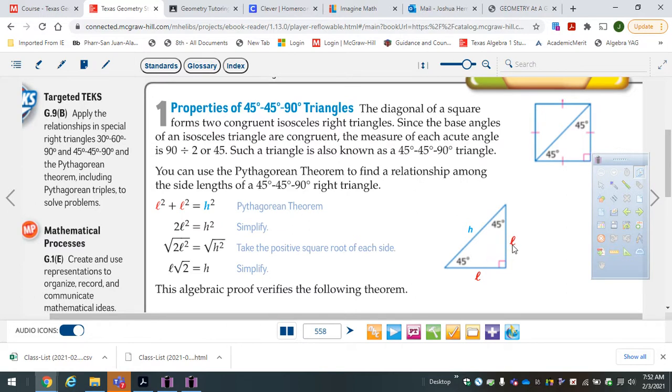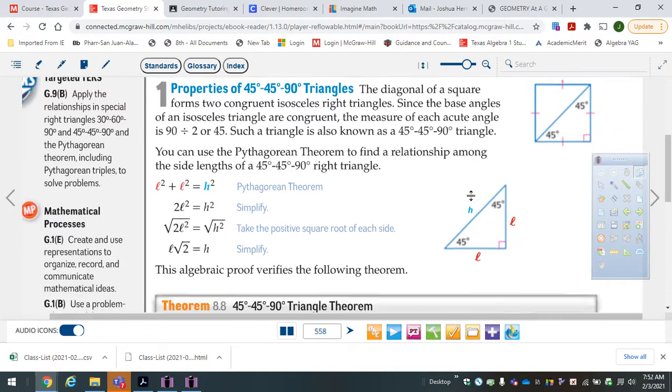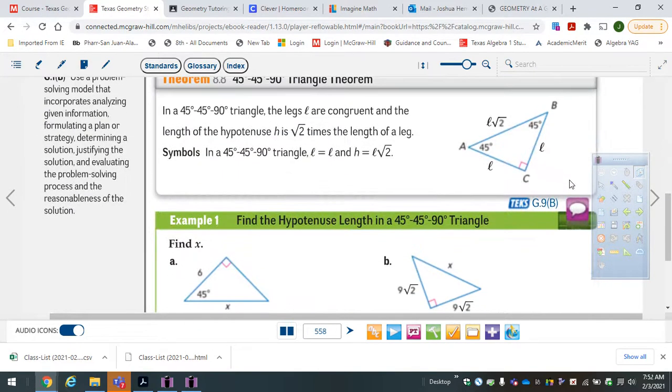To do a squared plus b squared equals c squared, you wind up with this. We collect like terms here, and solving for h, we get the square root. So the hypotenuse h is equal to L times the square root of 2. There it is. Copy that down.